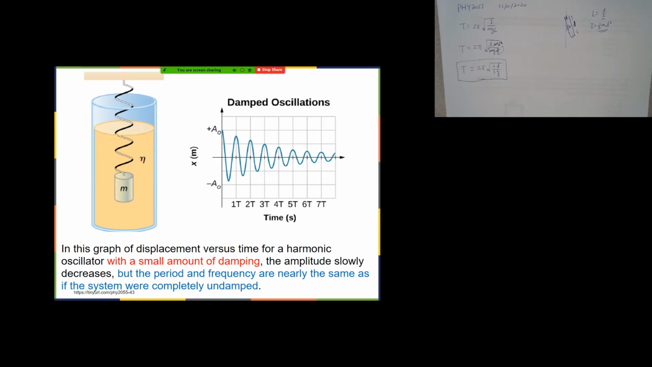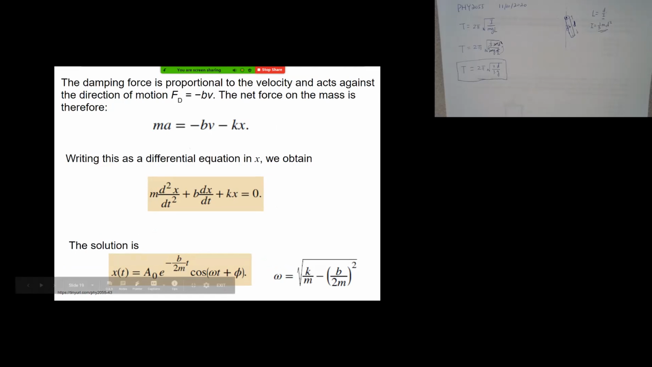The cosine function still remains there. And in this case, omega is going to be equal to the square root of k over m, which is the original omega 0, minus a term, b divided by 2m, squared. So in that case, you can see if b is small, then your frequency doesn't really change much, or the period doesn't really change much.